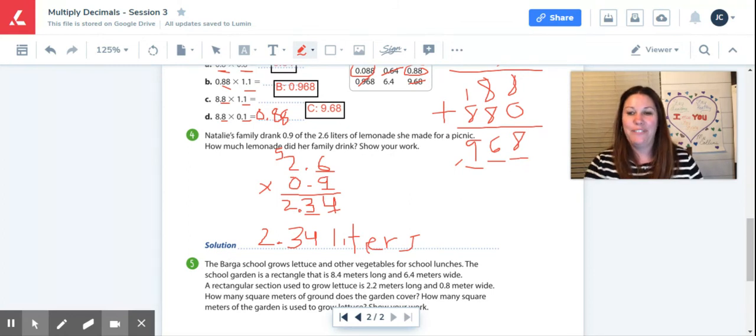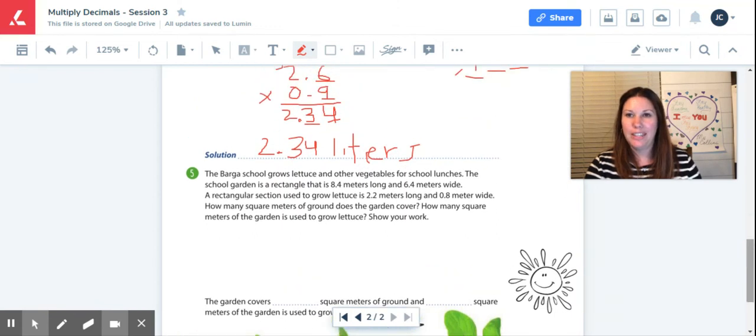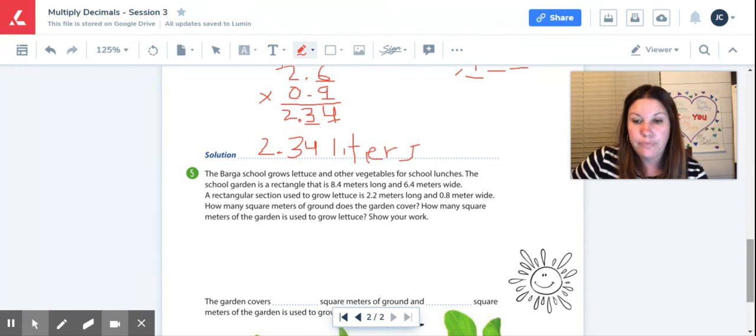Okay, number 5. Oh, that's our last problem. So this is going to be your exit ticket. The Vargas School grows lettuce and other vegetables for school lunches. The school garden is a rectangle that is 8 4/10 meters long and 6 4/10 meters wide. A rectangular section used to grow lettuce is 2 2/10 meter long and 8/10 meter wide. How many square meters of ground does the garden cover? How many square meters of garden is used to grow lettuce?